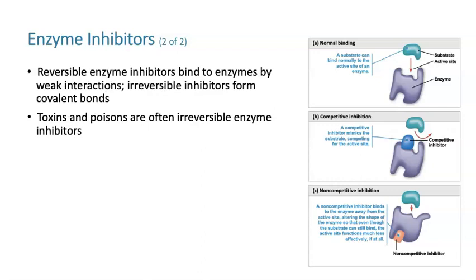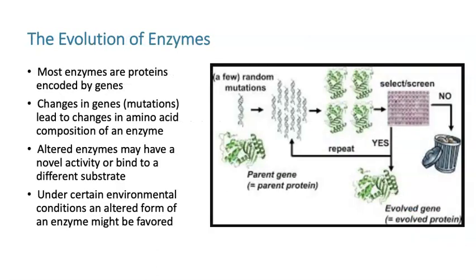There are some enzyme inhibitors that are reversible. They bind to enzymes with weak interactions, maybe your hydrogen bond, and so forth. They can also be irreversible. If it's an irreversible inhibitor, it's going to be forming onto or grabbing onto that active site with a covalent bond. A lot of things that we think of as toxins and poisons are irreversible enzyme inhibitors.